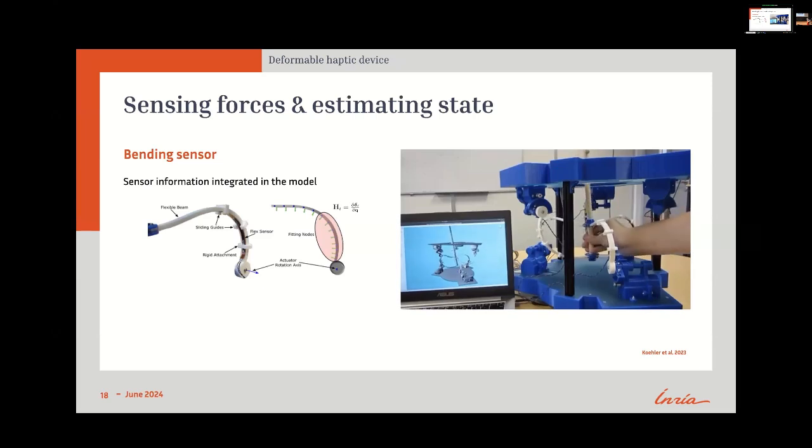And we have put some flex sensors on the device, meaning that we are able to measure basically the curvature of each leg, thanks to a new Lagrange multiplier. And thanks to that, if you look at this video, we can really measure the handle position just based on the motor rotation and the deformation of the structure.